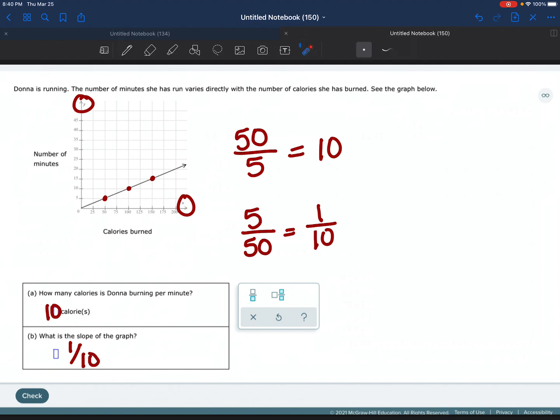So make sure you're careful, because we did have some problems on our work from yesterday where both the question it asked for and the slope were the same. That's not always going to be the case, because notice this said calories per minute. So we put calories on top, minutes on bottom, which is opposite of the slope. So just make sure you really read your directions. Only 5 questions.